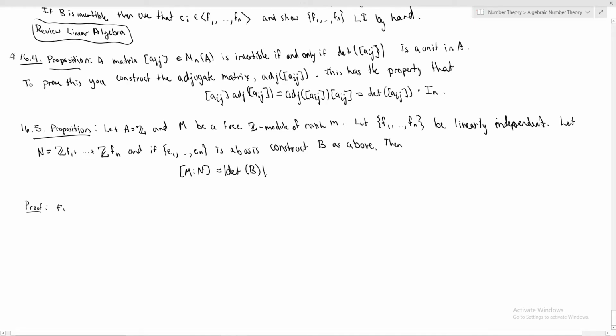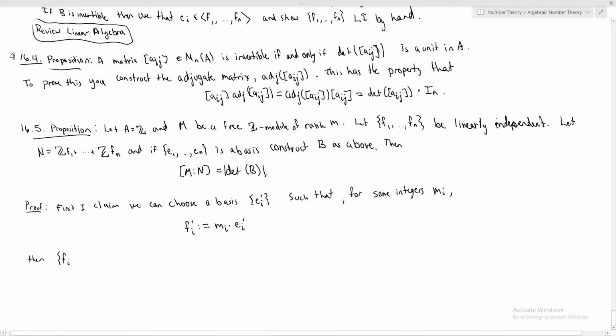So the first, I claim we can choose a basis ei prime such that for some integers mi, if I define fi prime as mi times ei prime, then these guys form a basis for N.